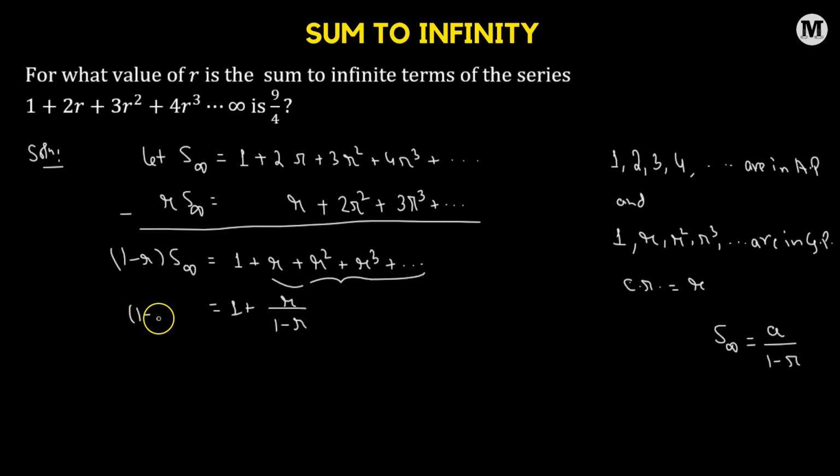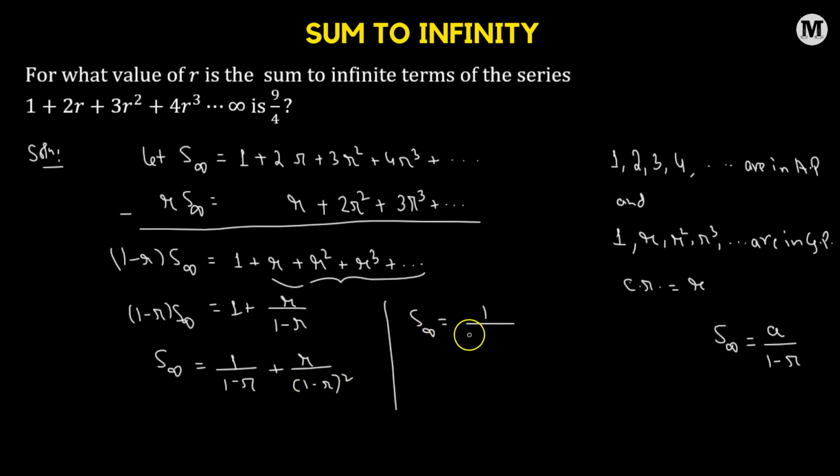And on the left hand side we have 1 minus r multiplied to the sum to infinite terms, s infinity. That's going to be 1 over 1 minus r. Now we divide each term by 1 minus r, so we get 1 over 1 minus r added to r divided by 1 minus r whole squared. So when we simplify this, that means adding the two terms on the right hand side, that's going to give us 1 over 1 minus r whole squared. So this is going to be the sum to infinite terms.